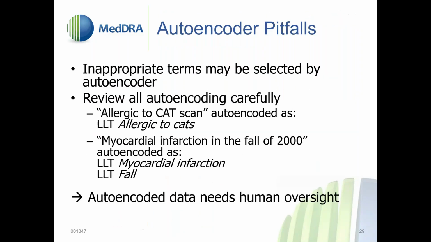Because not only human beings may assign wrong codes or code inconsistently, but also autocoders may run into problems when trying to interpret textual information that is relevant for coding. In the first example, it is reported that a patient was allergic to a CAT scan, and it was autocoded to allergy to cats. In the second example, a myocardial infarction in the fall of 2000 is reported, and this verbatim was split and autocoded to myocardial infarction and fall. And these are real-life examples that nicely demonstrate that the QC of autocoding output is definitely needed.